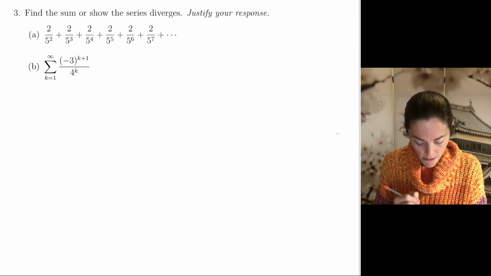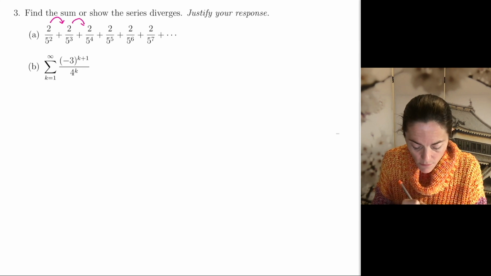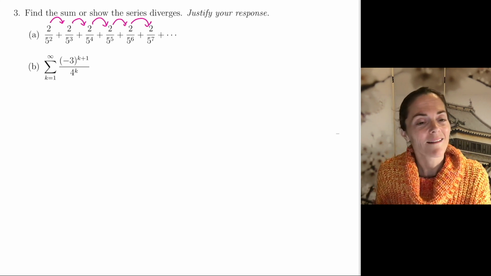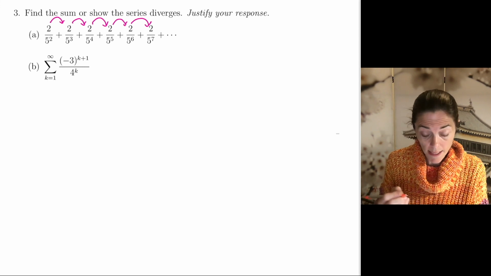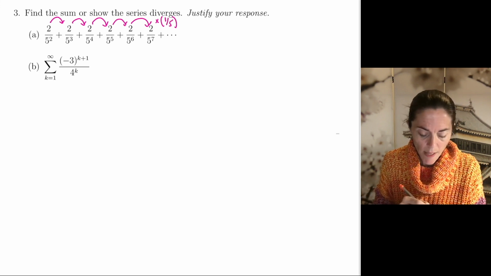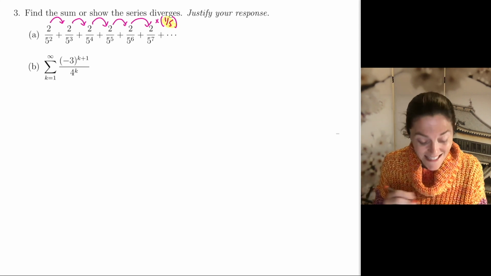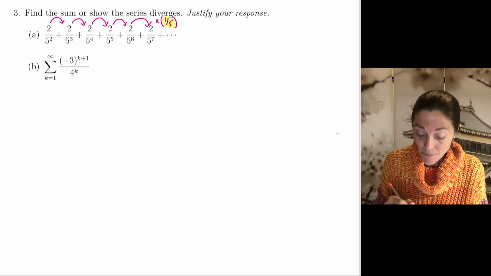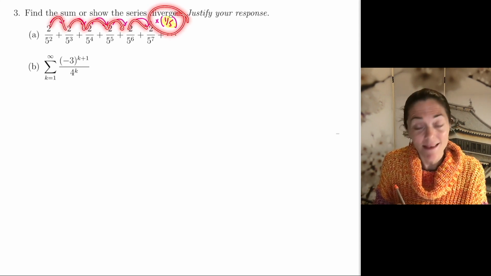But you notice as we move from one to the next, what is going on? Well, we are multiplying by the exact same number every single time. I am multiplying by 1/5. So every time I move from one term to the next, I'm multiplying by 1/5. And this tells me I have a geometric series. What makes a geometric series geometric is exactly this. As you move from one term to the next, you are multiplying by the exact same number.